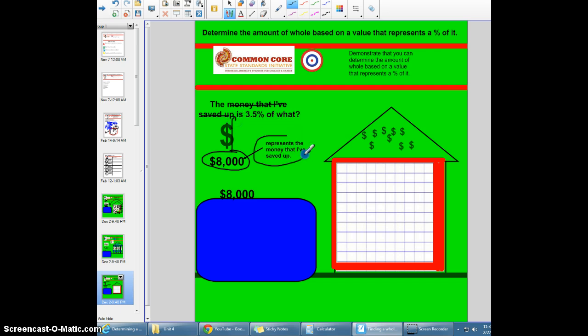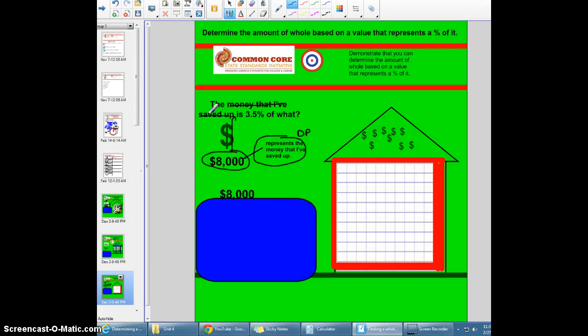Okay, this $8,000 is also going to represent my down payment. In the context that we're working with, $8,000 is how much you're going to give to the bank right away. And that $8,000 represents just 3.5% of an entire value. So if $8,000 is 3.5% of a number, what is that number? So, let's begin.